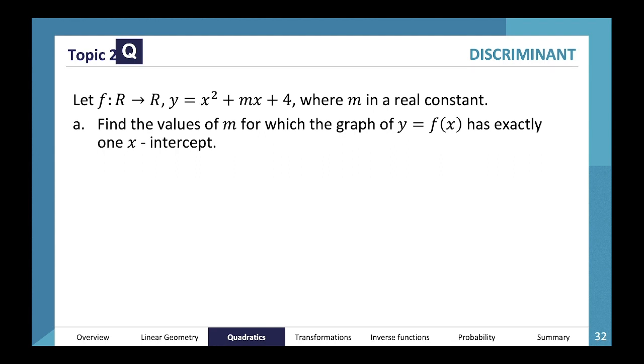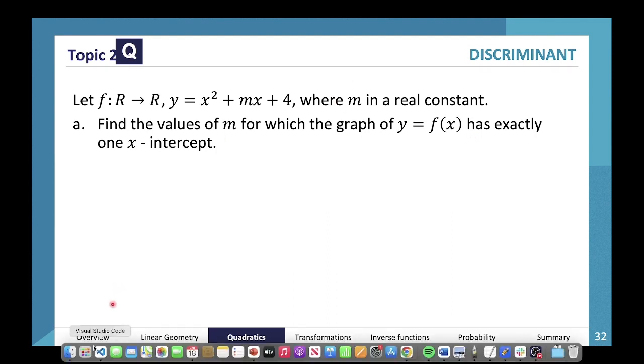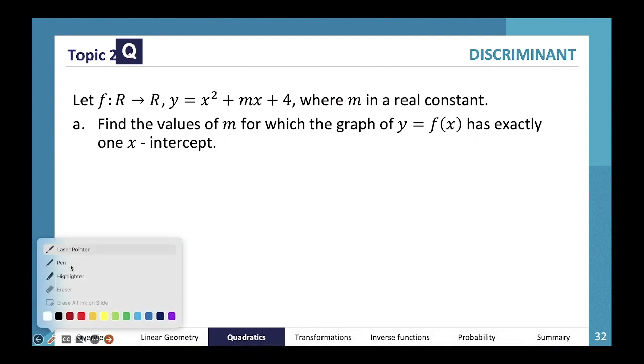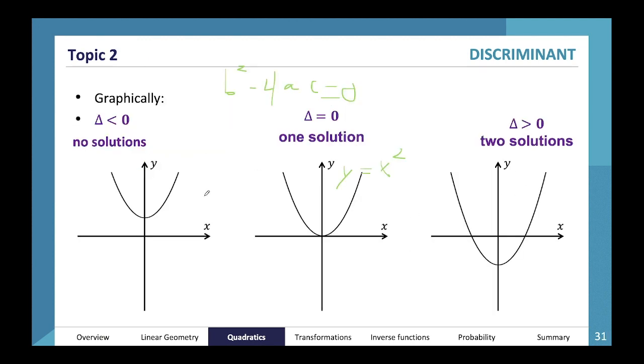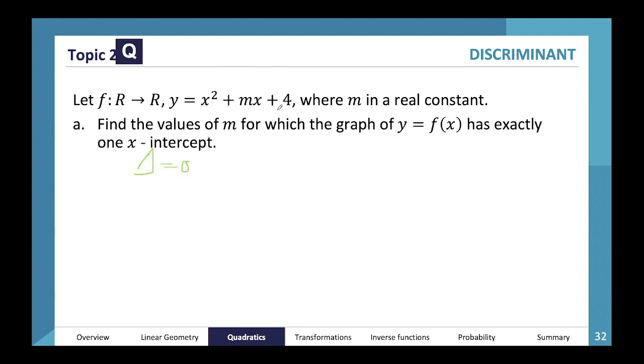Okay, hopefully that was enough time to have a go at this question, and hopefully you got the solution. Find the values of m for which the graph of y equals f of x has exactly one x-intercept. What sort of things are we looking for? One of the things we're definitely looking for here is a discriminant of the value 0. We want our discriminant to equal 0 here, because that's what tells us when it has one solution.